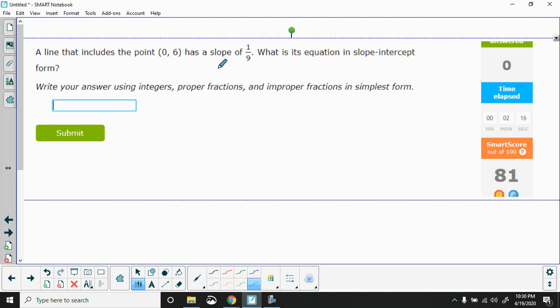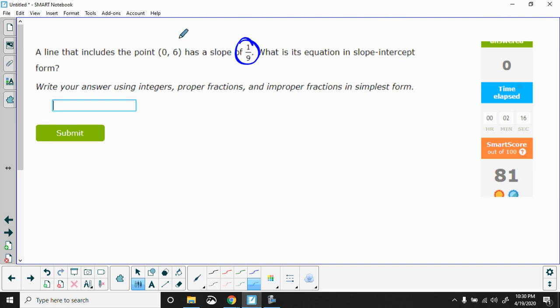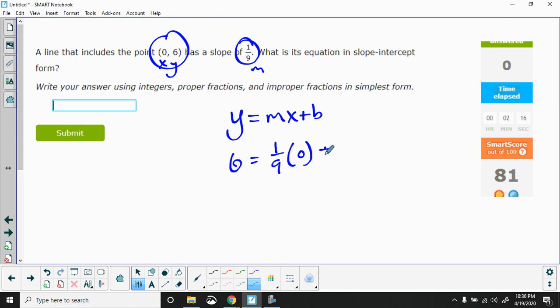Same thing. They're giving you the slope, and you got your point. So x, y. This is slope. So y equals mx plus b. Y is 6. Again, plugging stuff in. Boom, 0. That cancels because 0 times anything is 0. 6 equals b. Plugging in the whole equation this time: 1/9 x plus 6. Click submit.